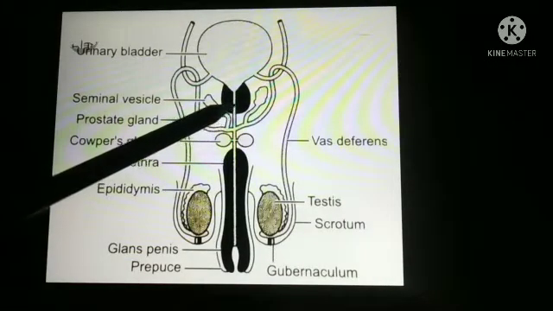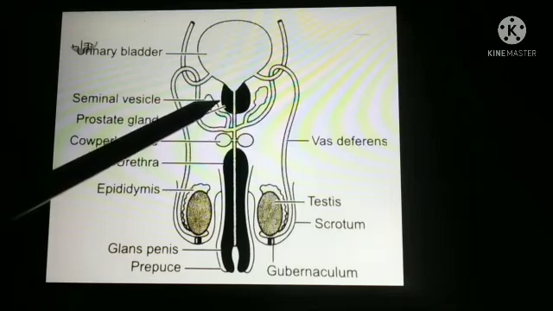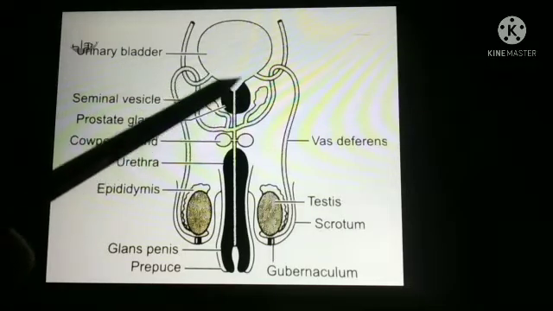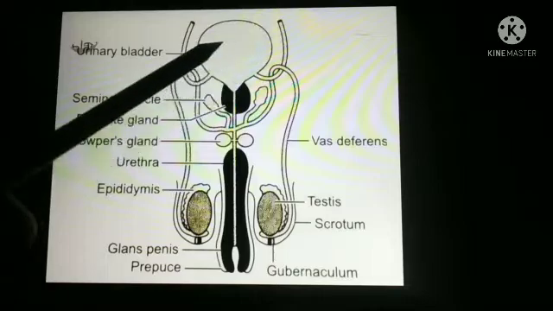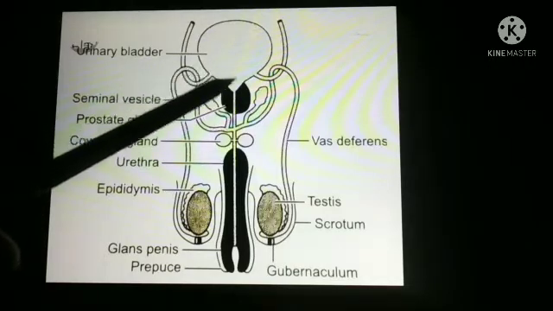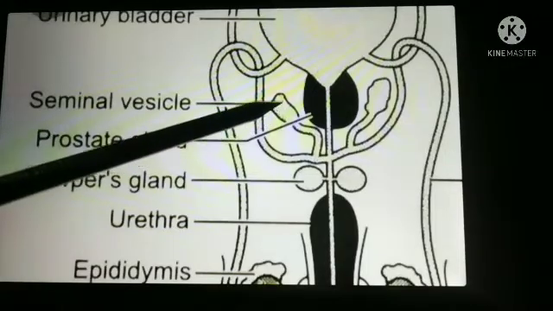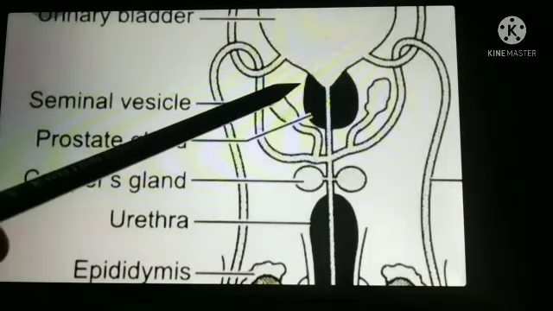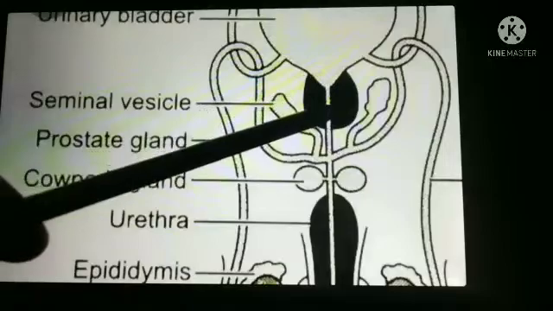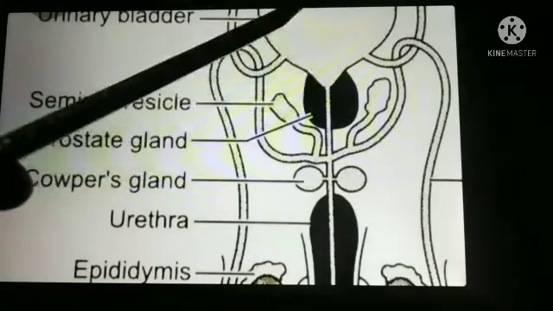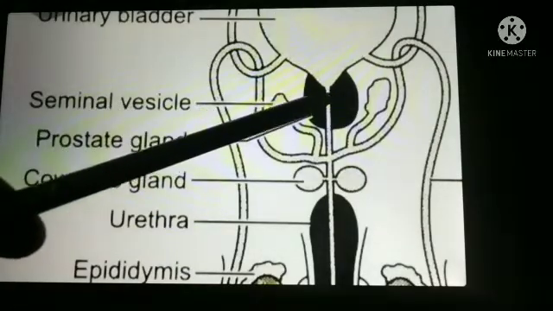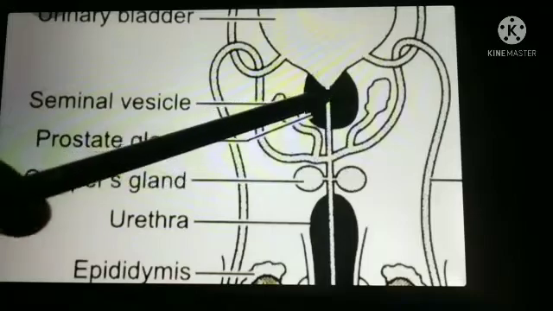Next, come to the prostate gland. The prostate gland is a walnut-sized structure that is located below the urinary bladder and in front of the rectum.